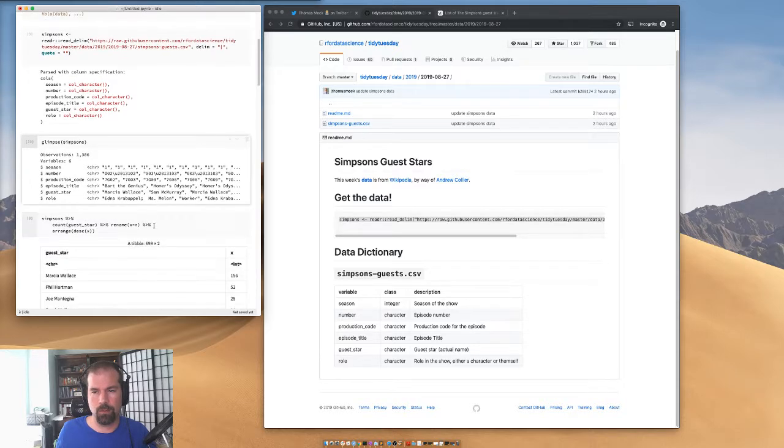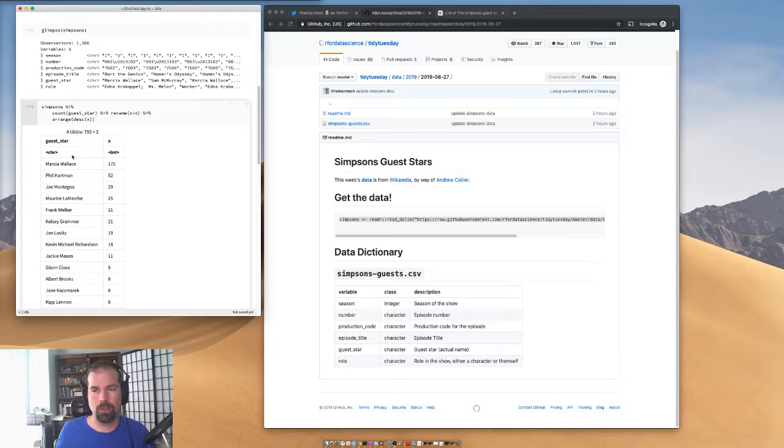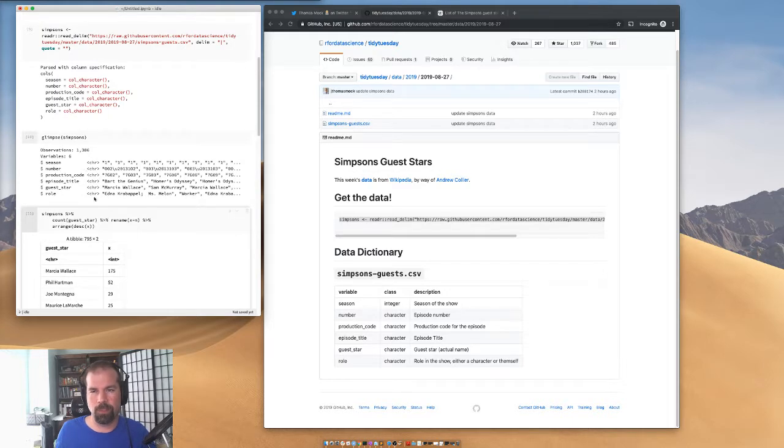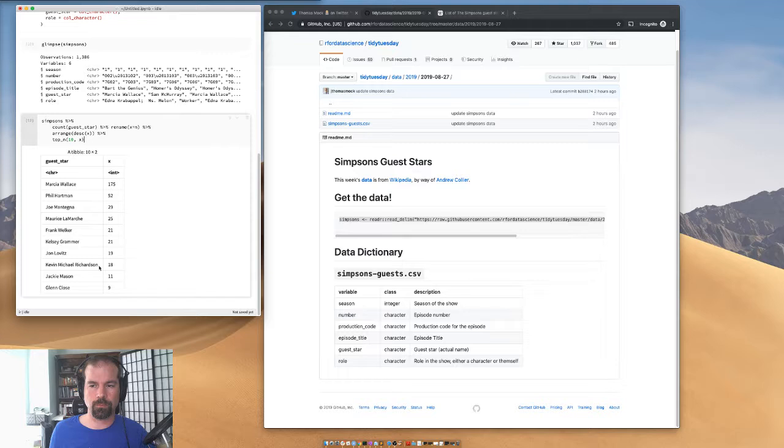Yay. So we'll look at it again. Now we have 1386. We fix those rows, and we got a better thing. And we only want the top ones. So top in, say 10 by x. Those are our top 10.